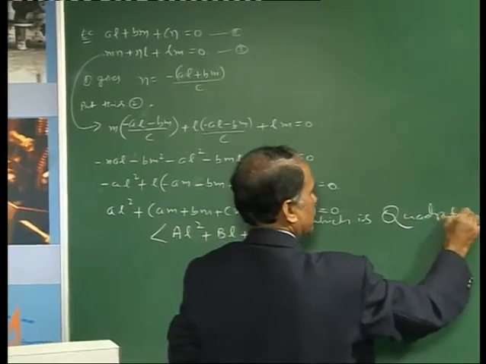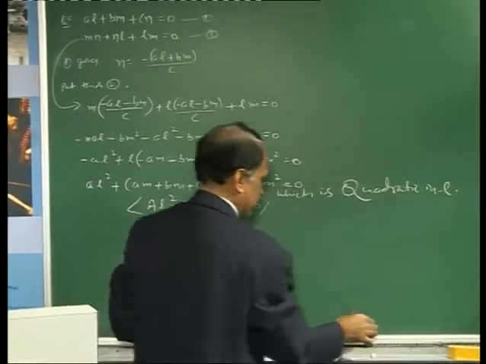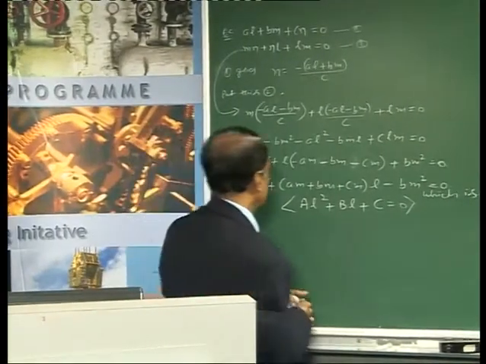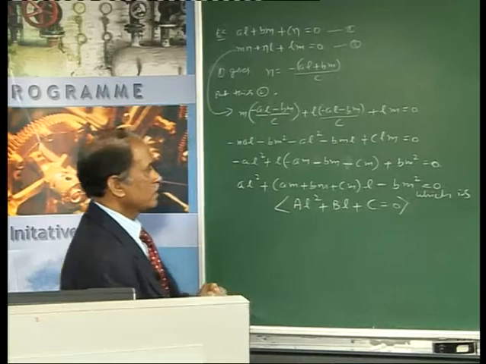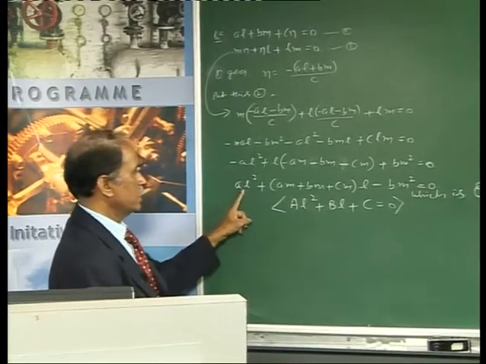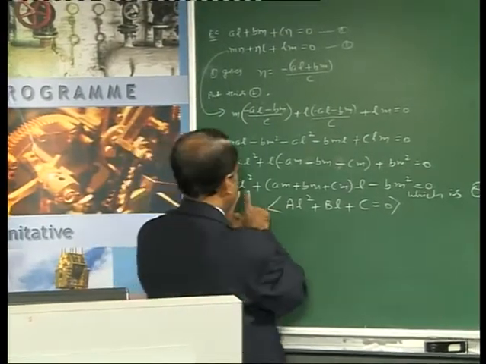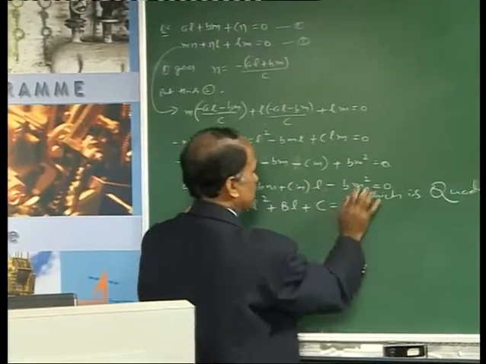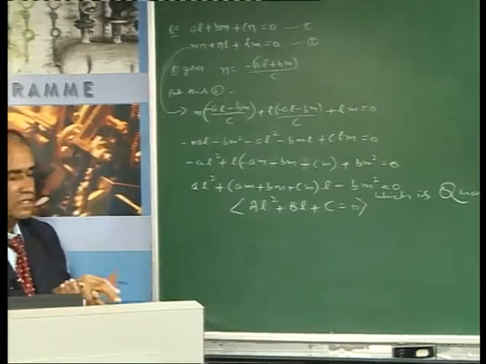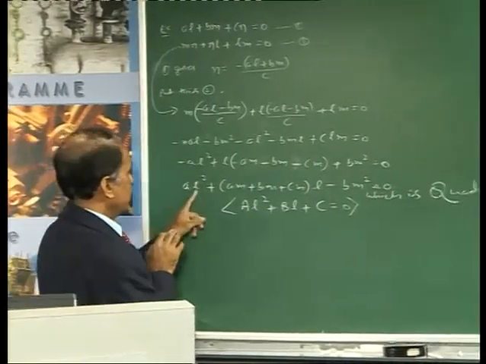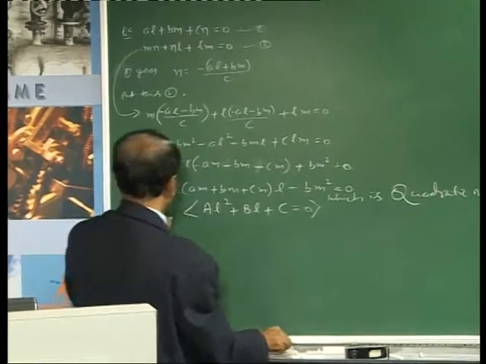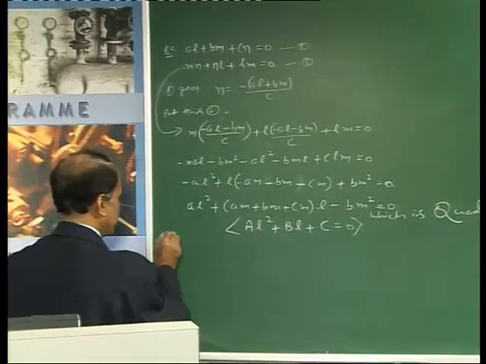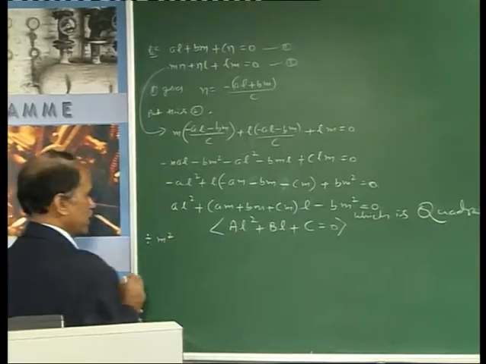which is quadratic in L, which means L square, second degree, and then first degree, and then here third degree, okay. Then here L square by M square, right. I want to convert this quadratic equation in terms of, that means dividing throughout by M square.